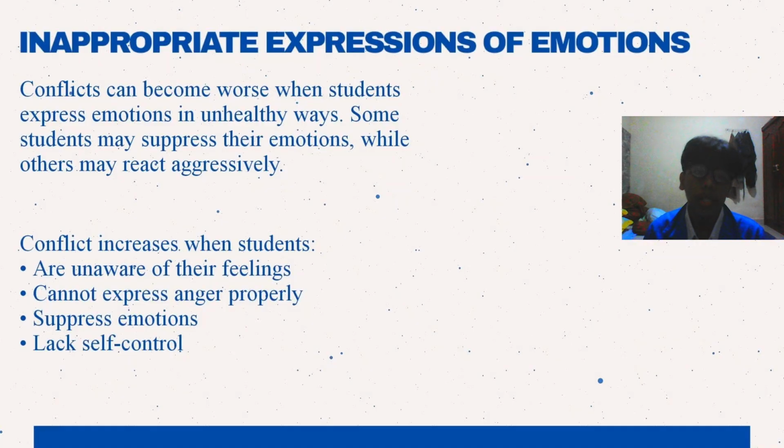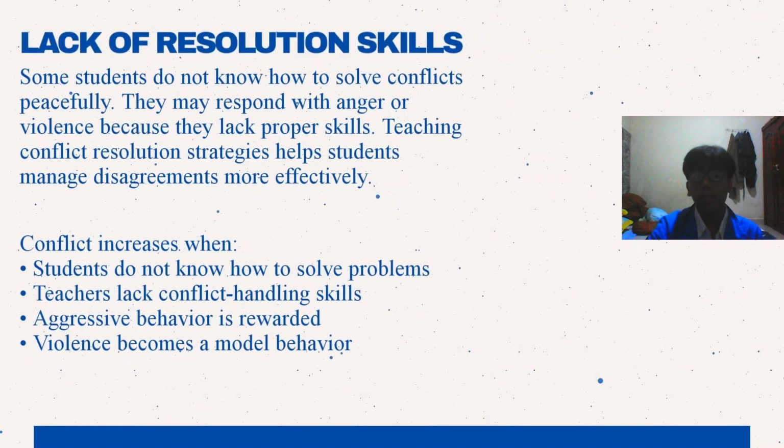Next, we have inappropriate expression of emotions. Conflicts can become worse when students express emotions in unhealthy ways. Some students may suppress their emotions while others may react aggressively. And the conflict increases when students are unaware of their feelings, cannot express anger properly, suppress emotions, and lack self control.